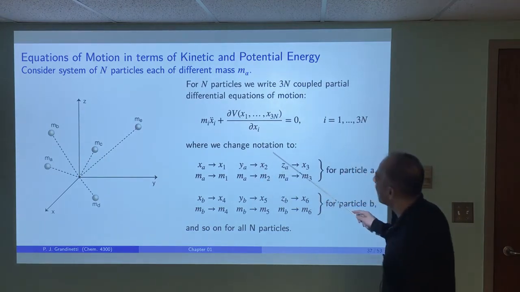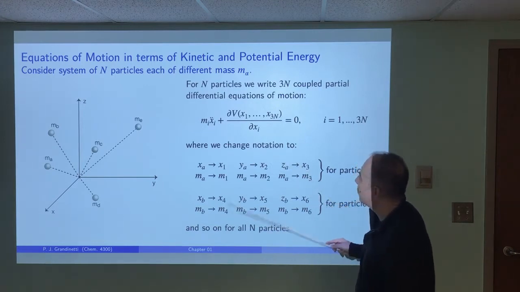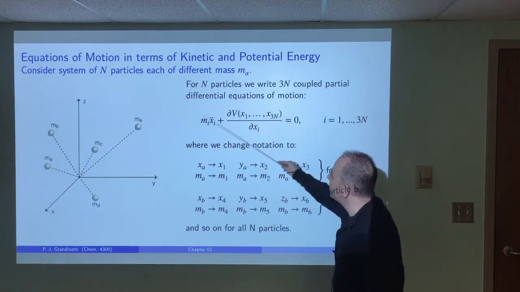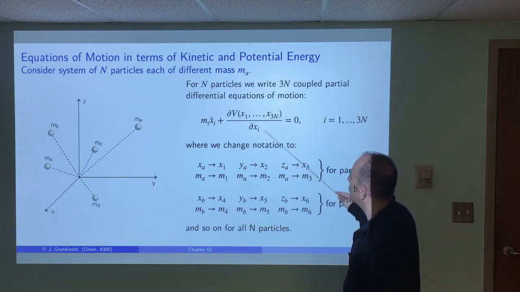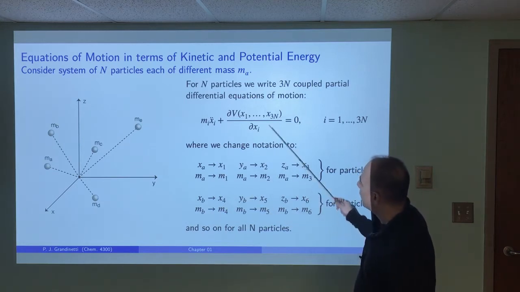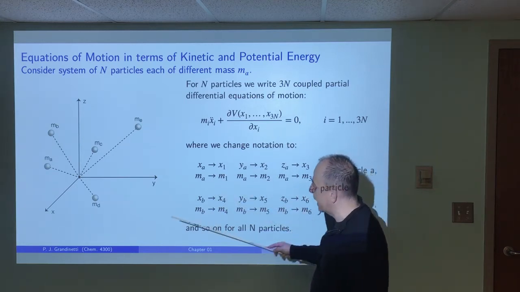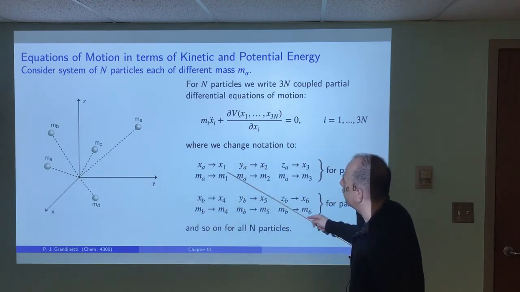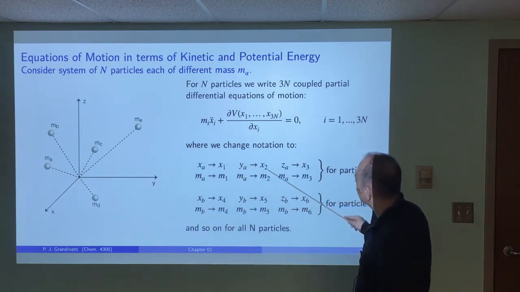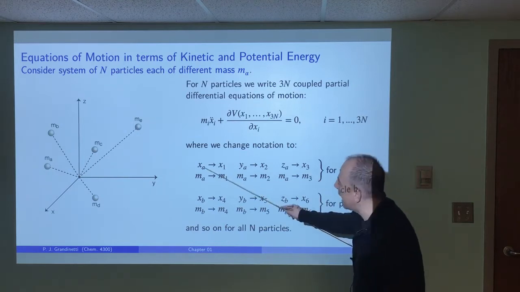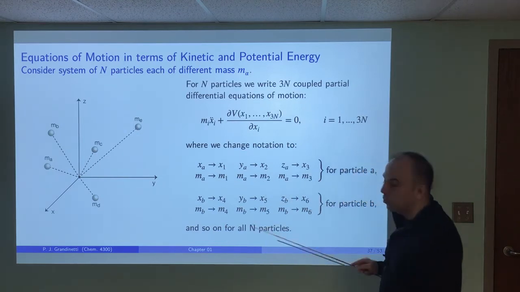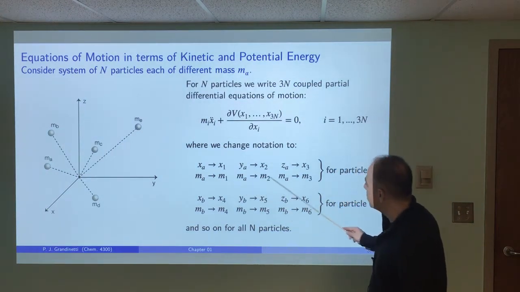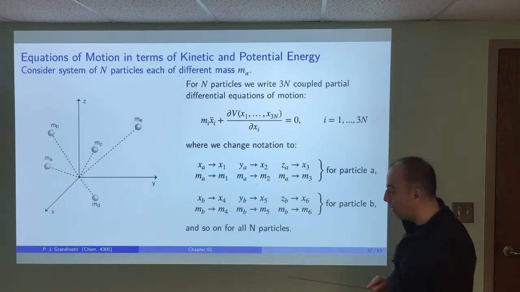So what I'm going to do is I'm going to redefine my notation here. So this may be a little bit confusing, but this is Newton's law for just one component. And the way I've written this now, I'm going to replace, say for example, for the particle A, which has mass A, I'm going to define x1, x2, and x3 to be the x, y, and z coordinates of particle A. And I'm also going to define m1, m2, and m3 to be the mass of particle A.